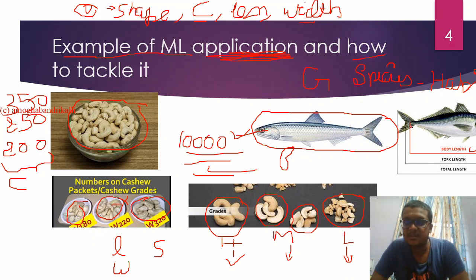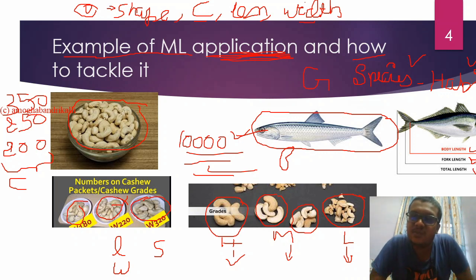Body length means from mouth to tail, leaving out the wastage. So that is the body length. Fork length is from the mouth to the end of the tail, so the actual length of the respective fish. So this can be another feature. The first one is species, then habitat, body length, fork length, and total length of the respective fish. Based on this, you will be providing some cost. It can be 200, it can be 300.